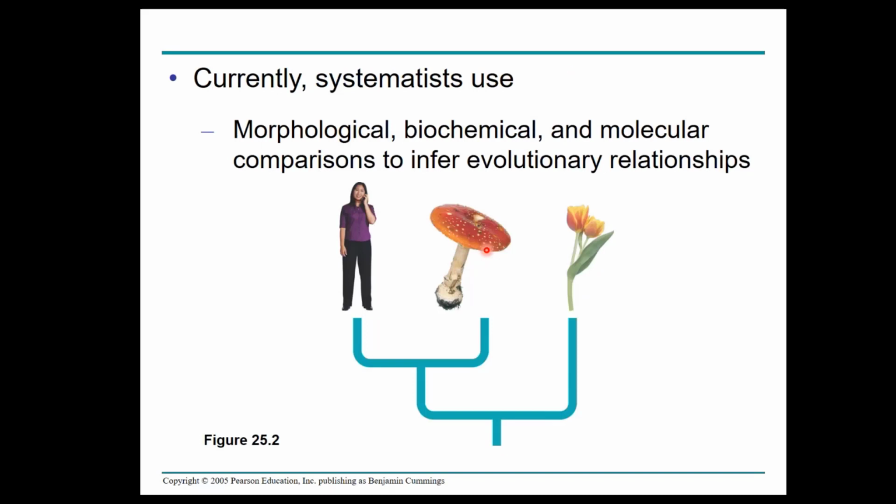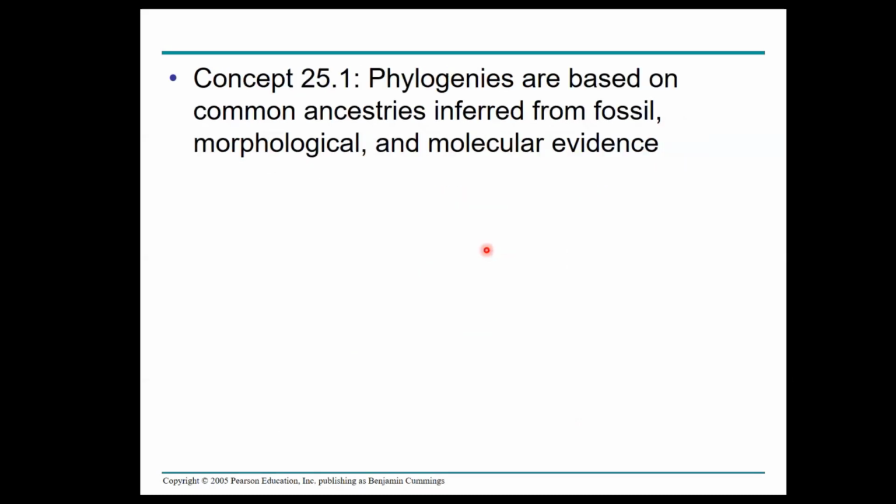I've taken this note from a certain book, so please ignore the numbering. My apologies about that. But phylogenies are based on common ancestors, which are inferred from fossil, morphological, and molecular evidence, like we mentioned.